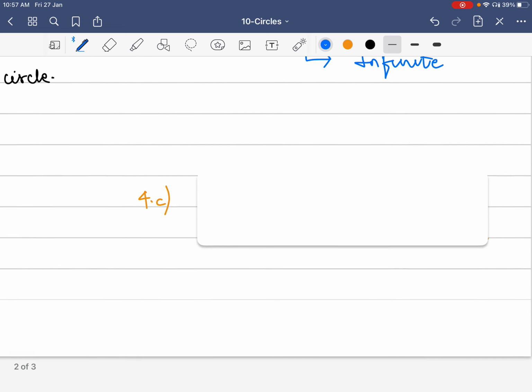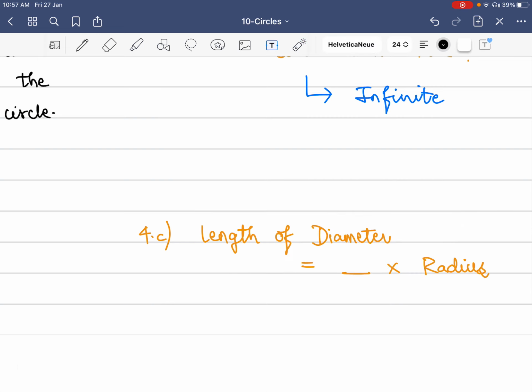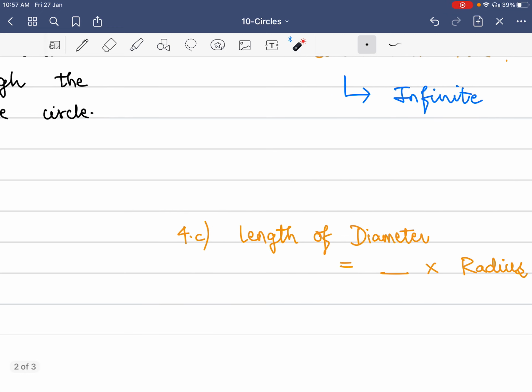Now the last point in this part 1 of the video is the length of the diameter. There is a relation between the length of the diameter and the radius of the circle. So first of all, just to quickly bring it in context, once again let me draw a circle here. So this is a circle, and this is the center of the circle.